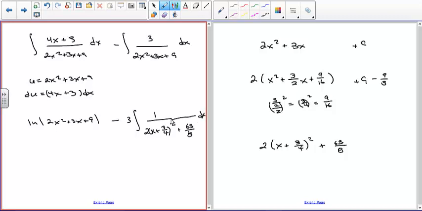And that fits into the form for the arctangent back in chapter 5. So in this case, u squared is equal to 2 times x plus 3/4 squared. So u is equal to the square root of 2 times x plus 3/4 squared, and a squared equals 63 over 8, so that a is equal to the square root of 63 over 8.